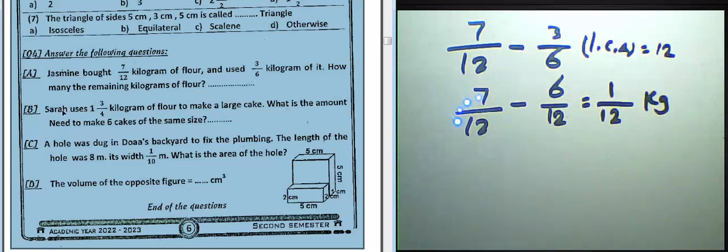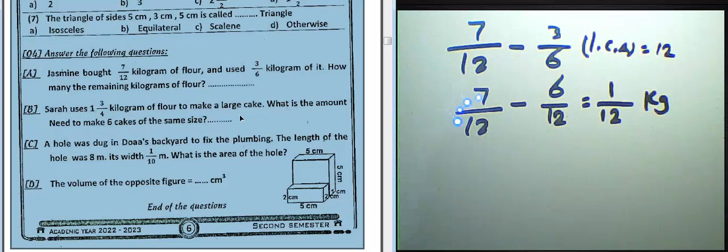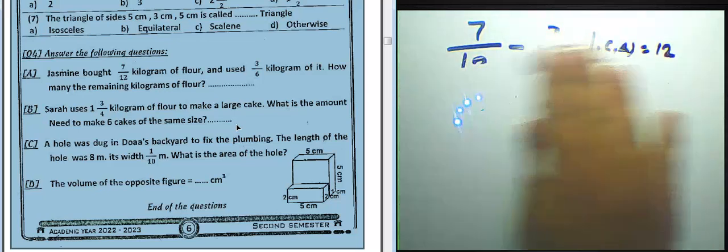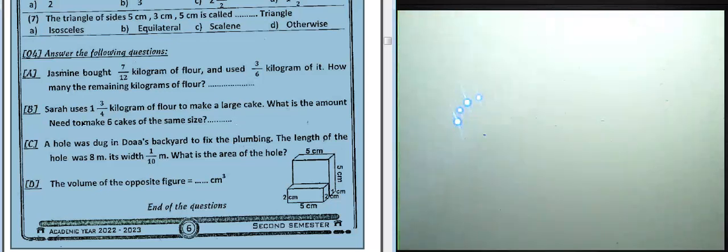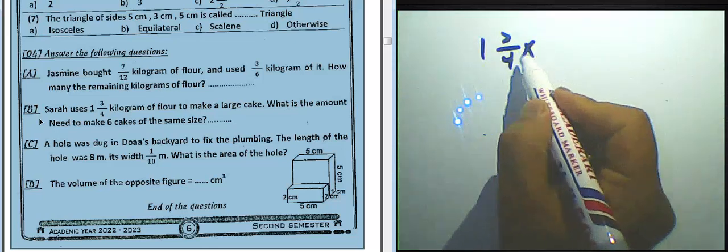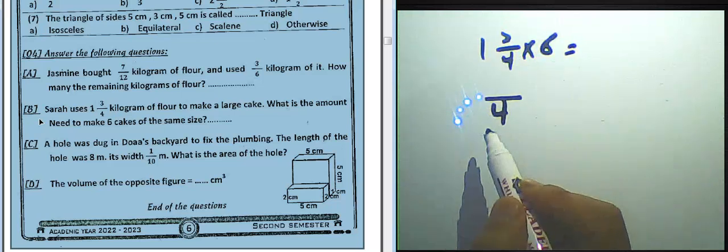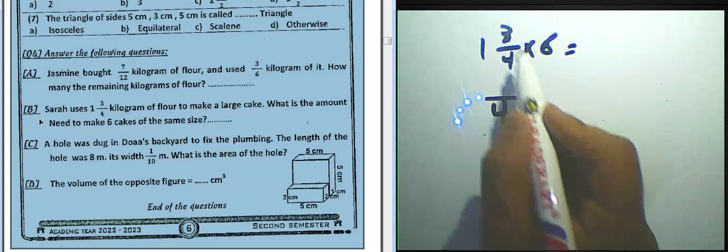Question letter B. Sarah used 1 3/4 kilogram of flour to make a large cake. What is the amount you need to make 6 cakes of the same size? We can find the result by multiplication. 6 by 1 3/4. Multiply them. Okay, 1 3/4 multiplied by 6. Write 4 in the denominator. 1 times 4 equals 4. 4 plus 3 equals 7.